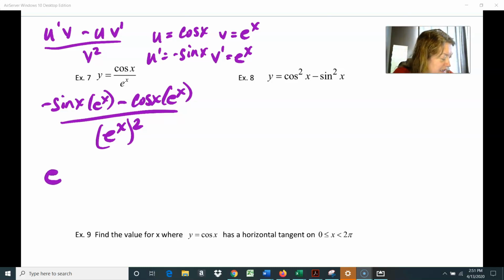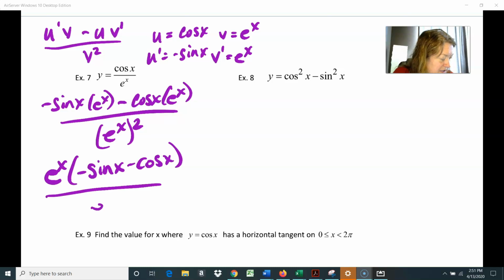So if I factor out an e to the x on the top, I'm going to get negative sine of x minus cosine of x. And on the bottom, I actually have e to the x times another e to the x. That's what squared means, right? So I could cancel those out and just have negative sine of x minus cosine of x all over e to the x. Good. All right, on to the next one.